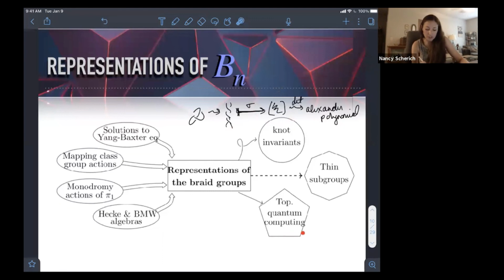Another application, which is new and upcoming, is in the field of topological quantum computing. So I think this is really cool. I don't know a whole lot of the details, and I'm definitely not a physicist, but here's kind of what the word on the street is. So we've all heard of quantum computing, right? It's this new way of doing computation. And a topological quantum computer is a way of modeling these types of computations.